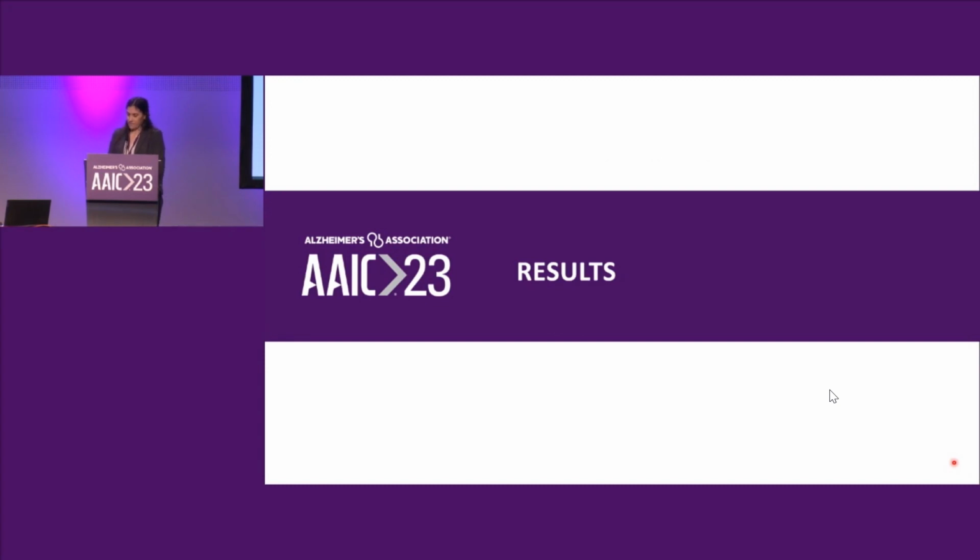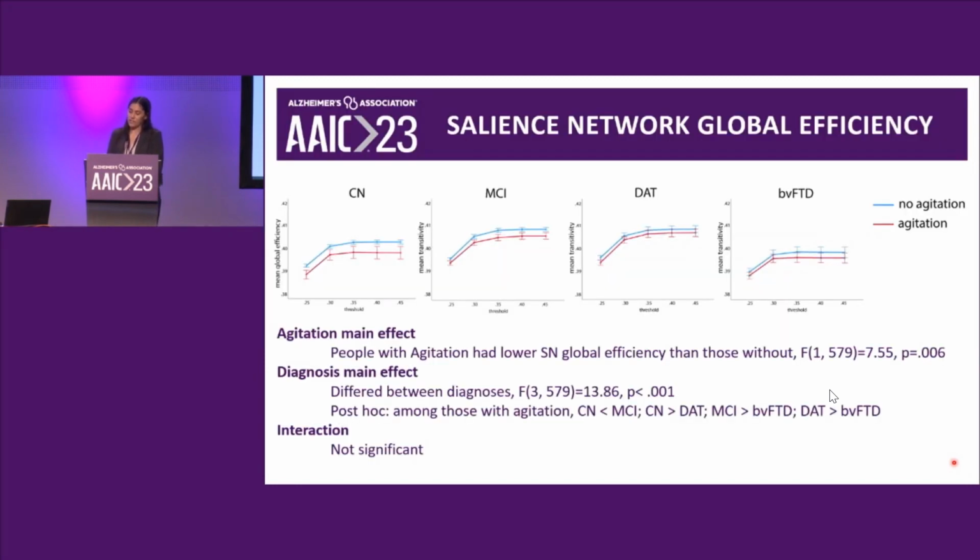So, for my results, for the salience network global efficiency, there was a significant main effect of agitation. In these figures, the lines in red indicate individuals who have agitation, and the lines in blue are the individuals without agitation. So you can see that across the various diagnoses, people with agitation had lower global efficiency of the salience network than those without.